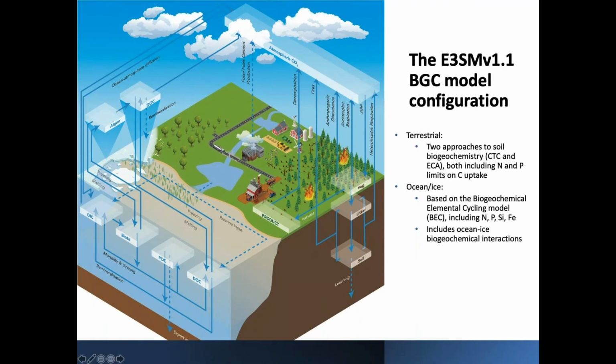In the ocean and sea ice, we also have biogeochemistry based on the biogeochemical elemental cycling model, which includes nitrogen, phosphorus, silicon, and iron, and also a representation of ocean ice biogeochemical interactions.